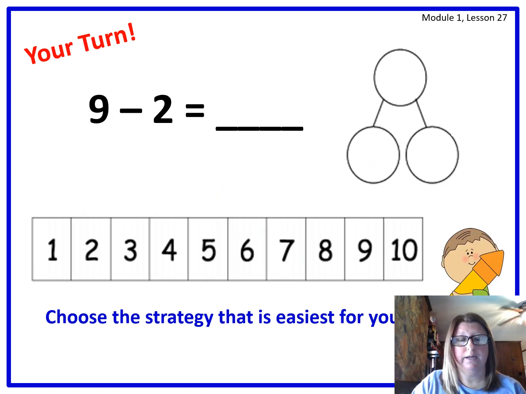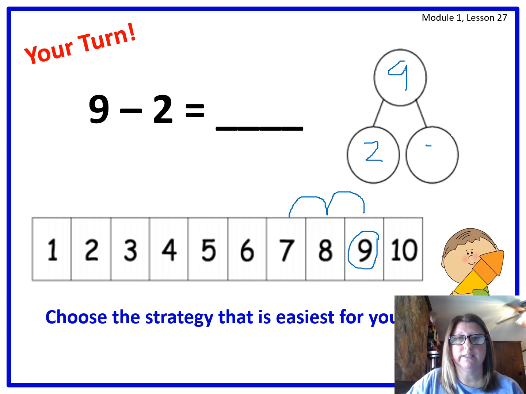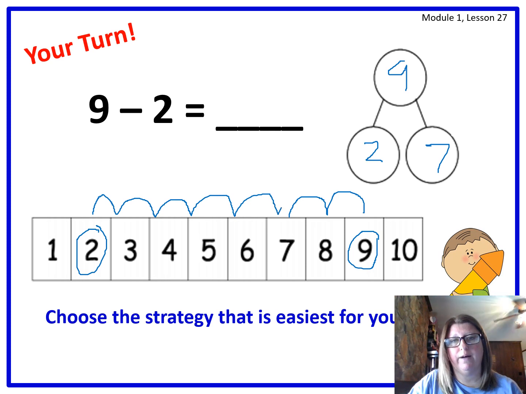All right, let's look at this one. 9 minus 2. 9 is our total, 2 is our part. So let's say we circle 9 and we're going to count back by 2. 1, 2. My answer is 7. Now let's try the counting on. So I'm going to start with 2 and I'm going to go how many hops up to 9? 1, 2, 3, 4, 5, 6, 7. That took longer. So the counting back strategy worked the best on this one.